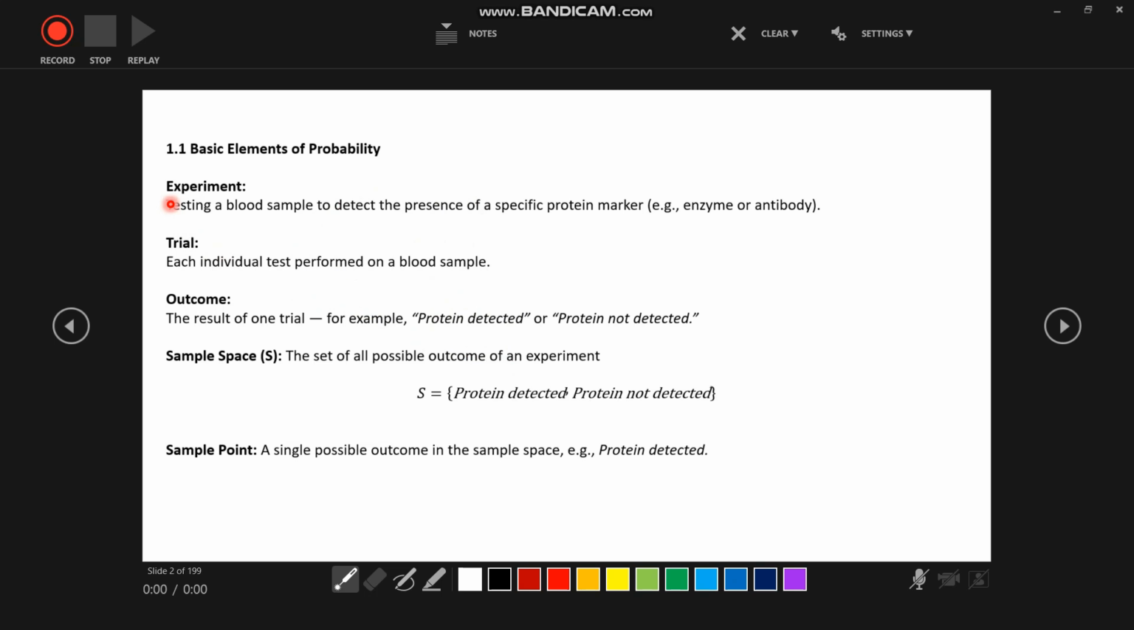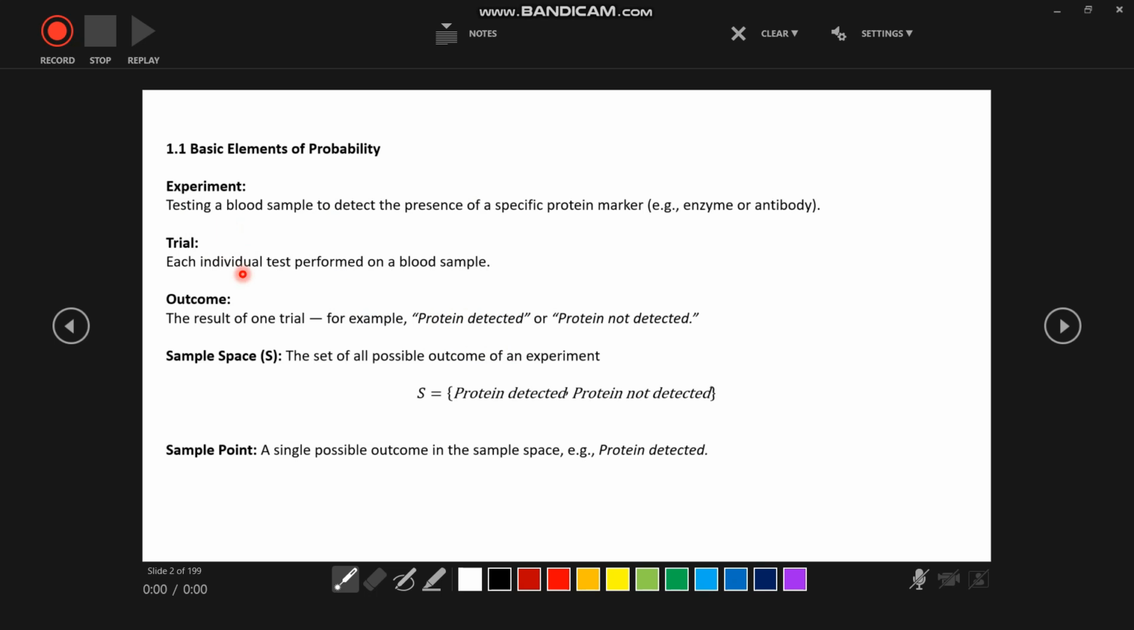So our outcome is either we detect protein or we did not detect protein. So we have an outcome. Since these activities give us an outcome, it is an experiment. And if you want to determine whether rain will fall or won't fall, we will have an outcome too. So that is an experiment as well. An experiment is any activity that can produce one or more possible outcomes.